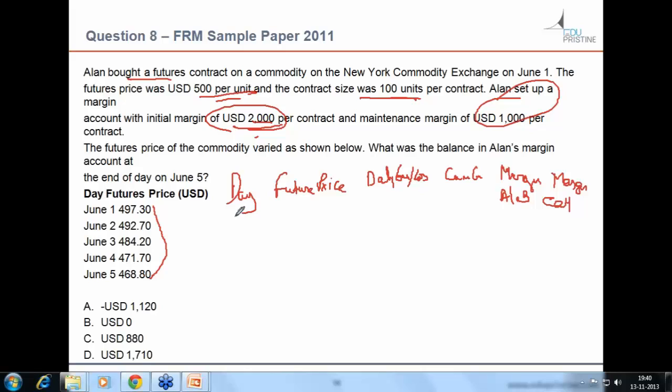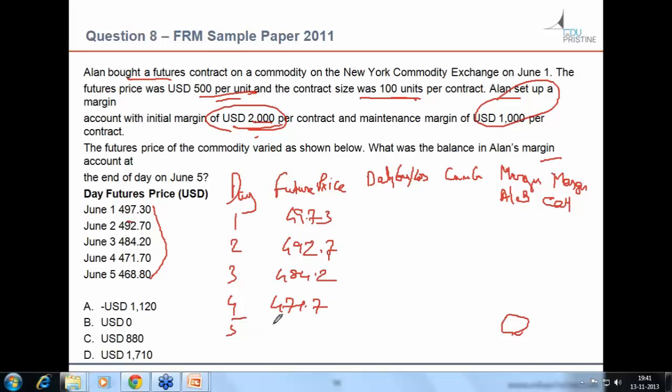So it is June 1, 2, 3, 4, 5, and the question is telling you, hey, what was the balance in Alan's margin account? So we have to find the margin account balance at this day, the fifth day, okay. If we quickly note down the values, in an exam you don't even need this, but I'm doing it for your comfort here, since you're doing it on your paper, okay: it's 492.70, it's 484.2, okay, it's 471.7, and finally we have 468.8, okay.